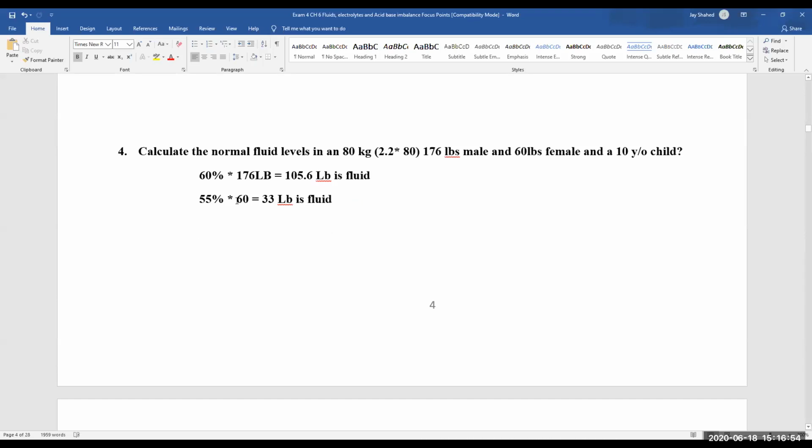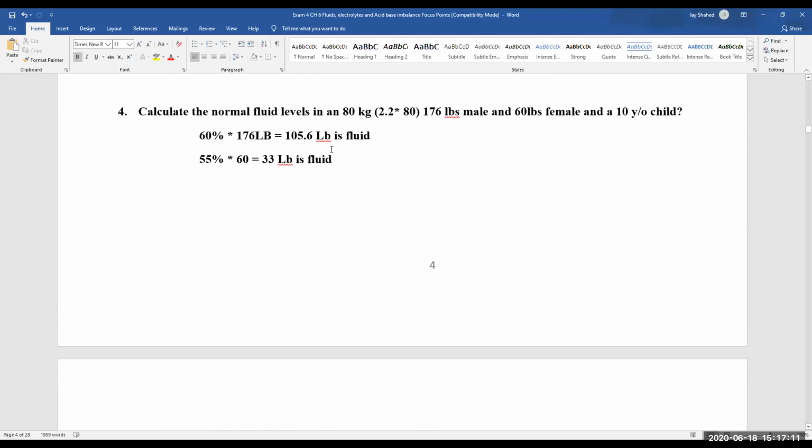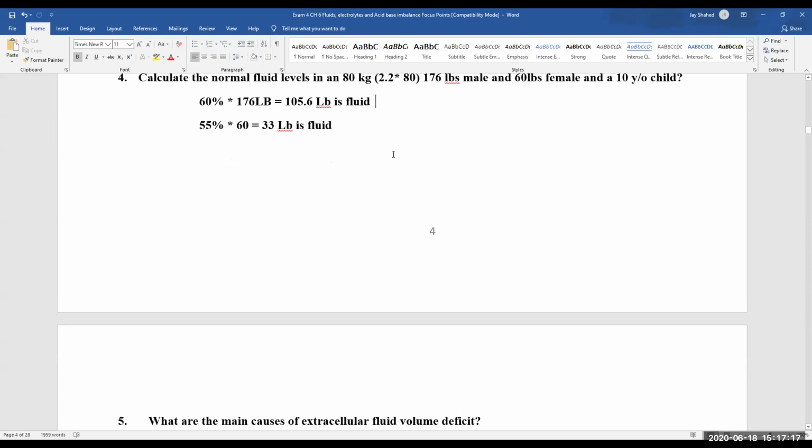So 55% of the 60 is 33 fluid, and the rest is everything else. This one is 105.6 of the 176 is fluid. Not liters, but pounds that contains fluid. Okay, thanks.